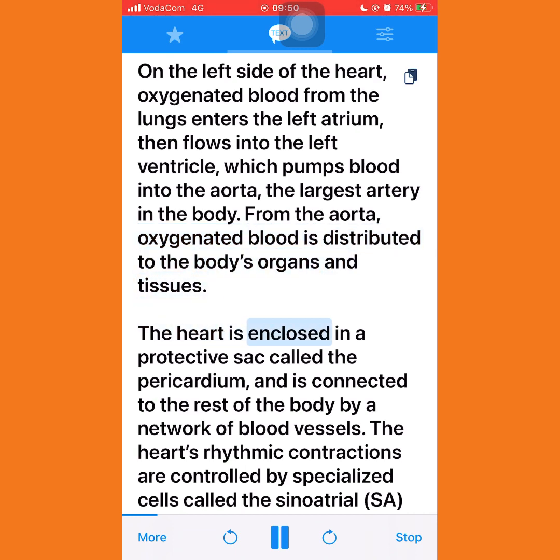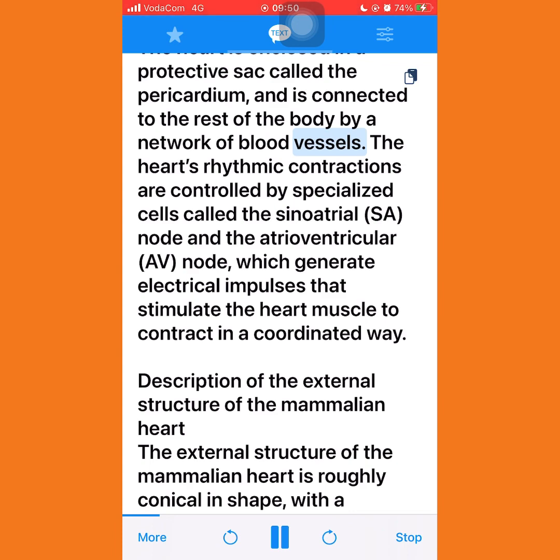The heart is enclosed in a protective sac called the pericardium, and is connected to the rest of the body by a network of blood vessels. The heart's rhythmic contractions are controlled by specialized cells called the sinoatrial (SA) node and the atrioventricular (AV) node, which generate electrical impulses that stimulate the heart muscle to contract in a coordinated way.